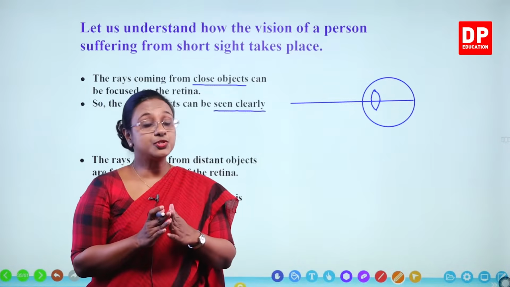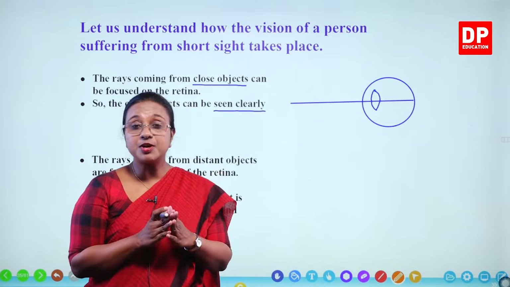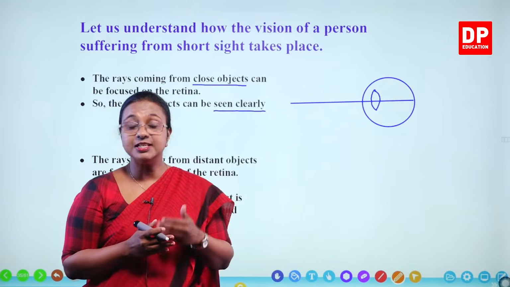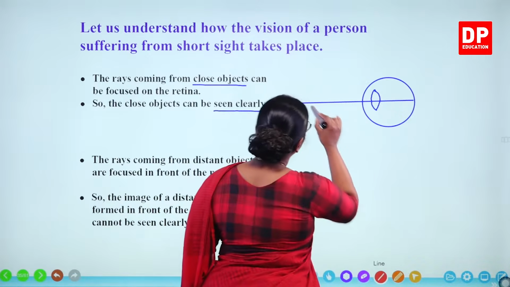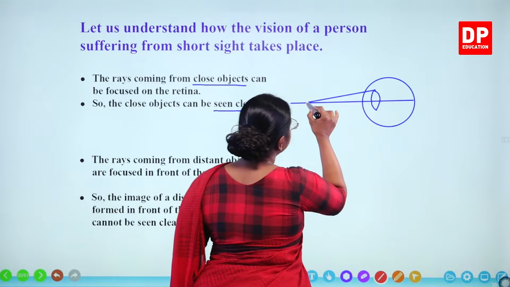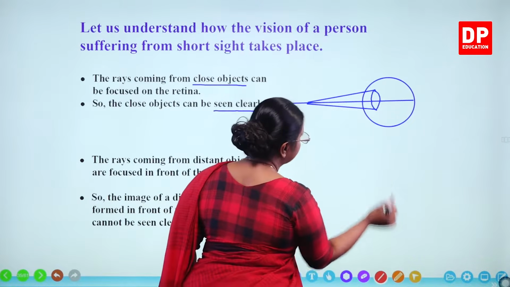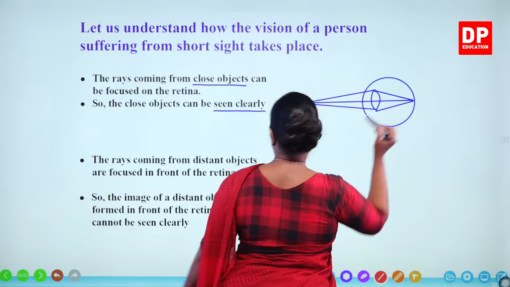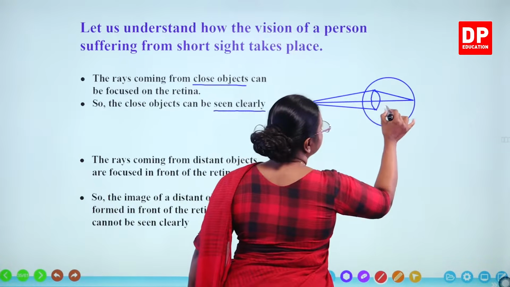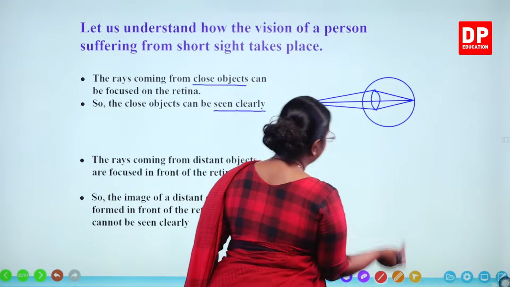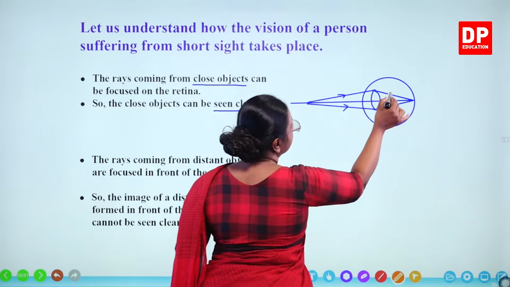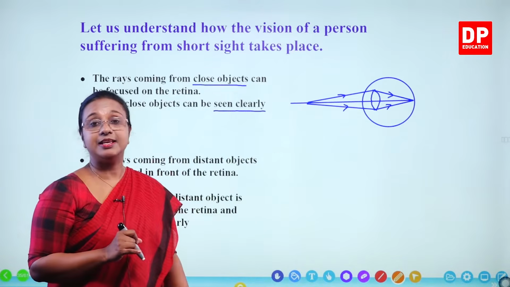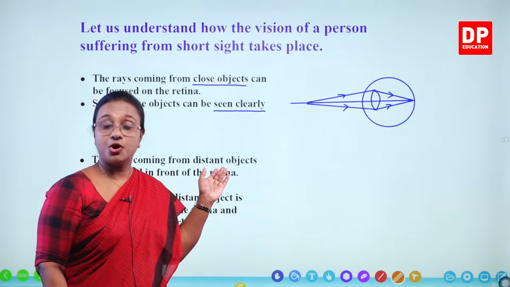So if it is a close object, what are the types of rays coming from the close by object? They are going to be divergent rays. So if we draw the divergent rays, they will come and fall on the lens like this. So then they converge onto the retina without a problem. So the close by objects can be seen clearly by the person with short sight.